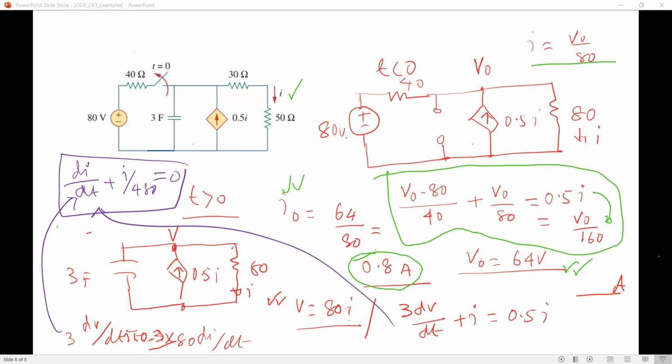and that voltage is equal to what? The current I is flowing through the 80 ohm resistance. Then V equals 80 I. This current is I, this node voltage is V. Then V equal to 80 I. Is it okay? Yes, sir.